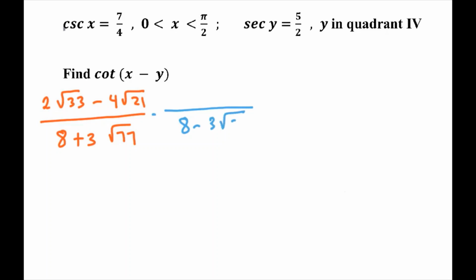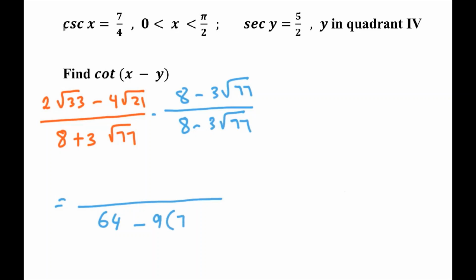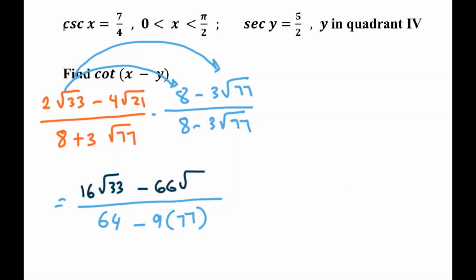Now, in order to simplify, you can get rid of the radical in the denominator by multiplying by the conjugate, numerator and denominator. And this is going to be, the denominator will be 64 minus 9 times 77. The numerator you are going to expand. So it's going to be 16 square root of 33. 2 square root of 33 times negative 3 square root of 77 will be negative 66 square root of 21. And then these two would be negative 32 square root of 21.